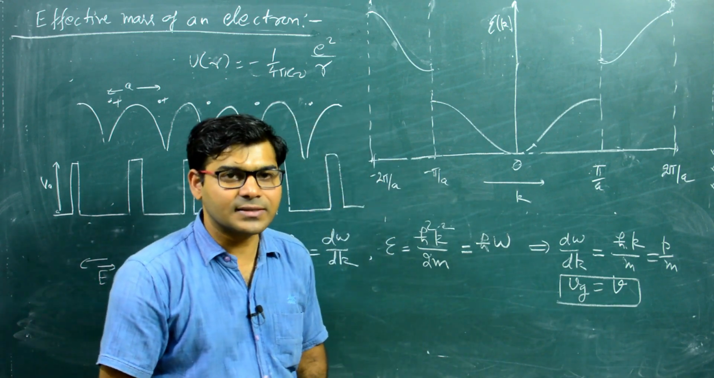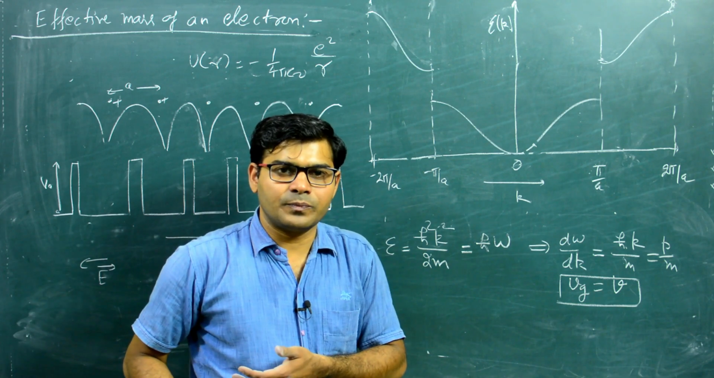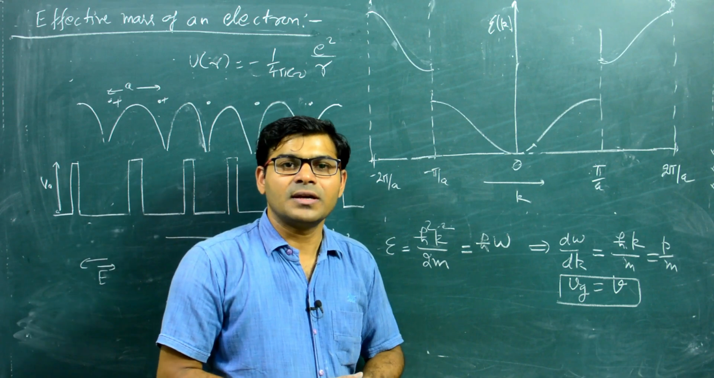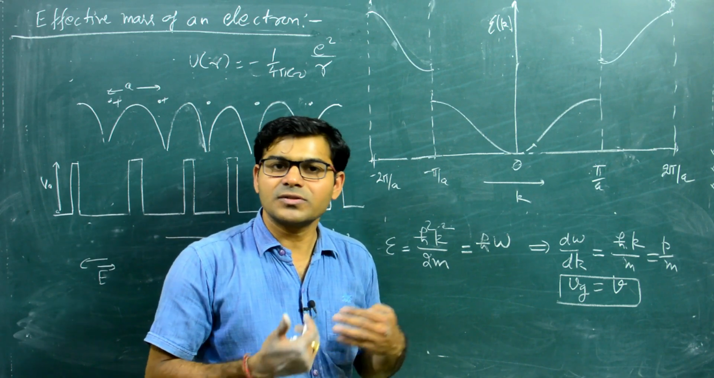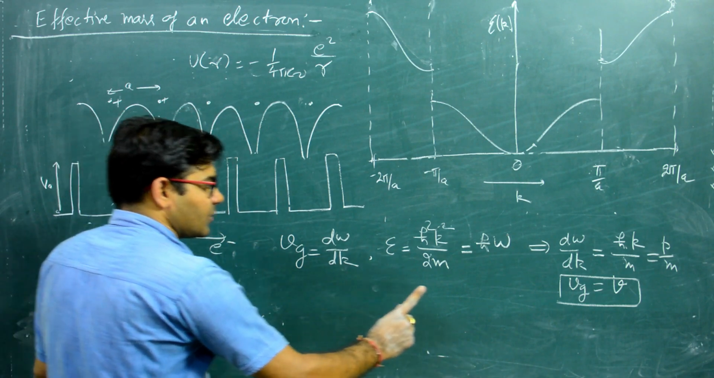If it is not the case, the wave packet will go ahead, or it will be left behind from the particle, if its velocity is not equal to the velocity of the electron itself. Okay, so this is the first conclusion that we draw.